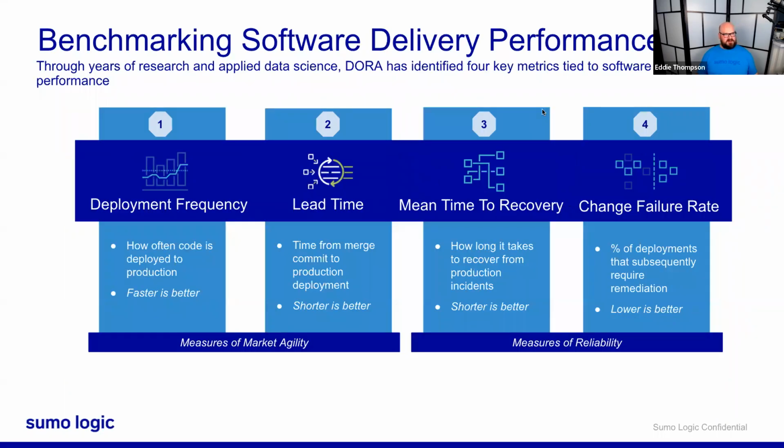So I touched on this briefly before, but the 4 key metrics that we're looking to evaluate here, you can break them down into 2 categories. One is measures of agility, and the other is measures of reliability. So agility, how fast do you deploy code to production? Deployment frequency, faster is better.